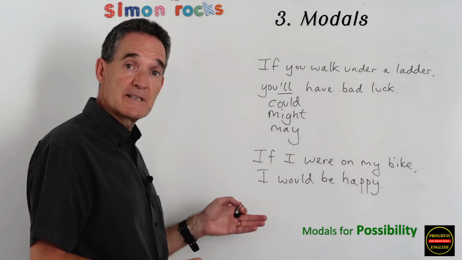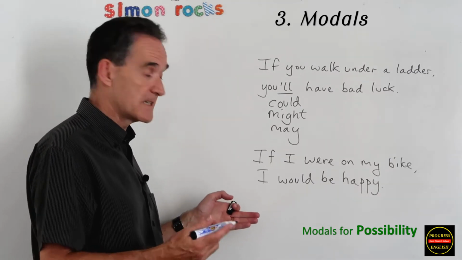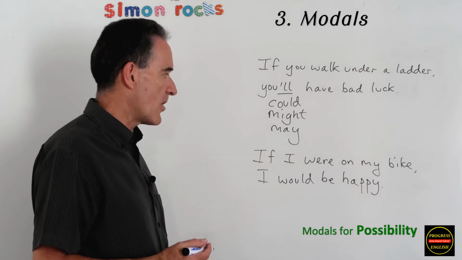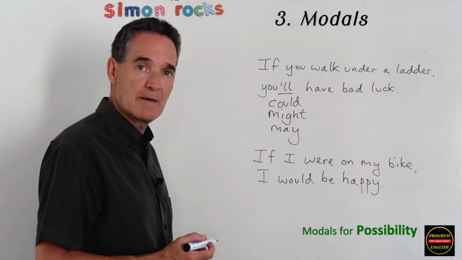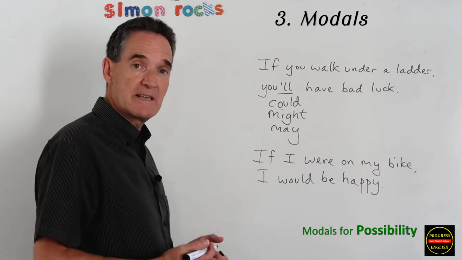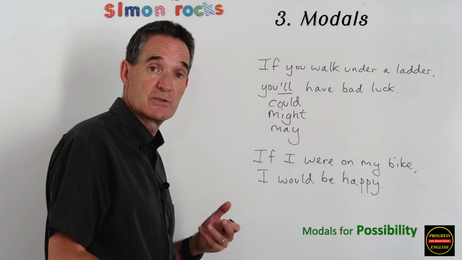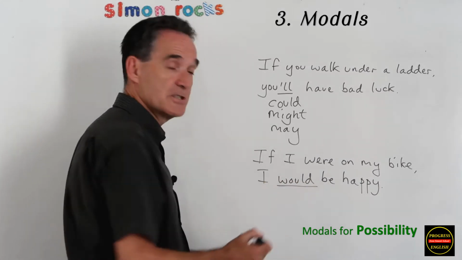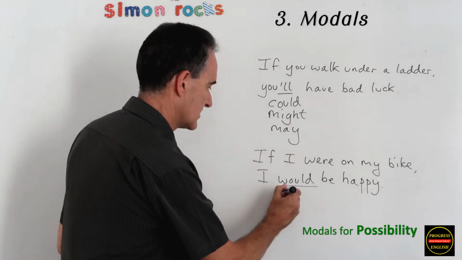Let's have a look at another example which we used in the first part of the video. If I were on my bike, I would be happy. Well, we can do the same here. This is a second conditional, but we can substitute the would with also could and might.